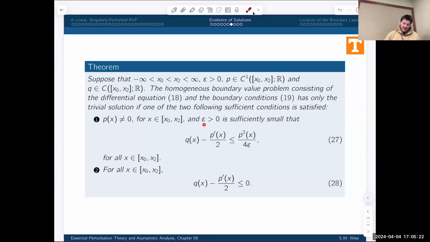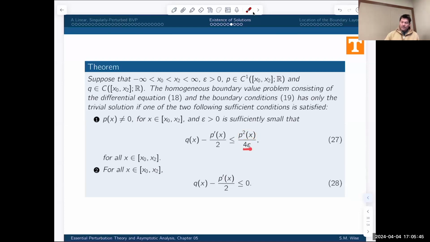And suppose that epsilon is sufficiently small so that this guy here is greater than this guy here. All right, so let's look at this. So P is never 0. That's great. So this guy here is a positive number. Well, it's a positive number for every x.